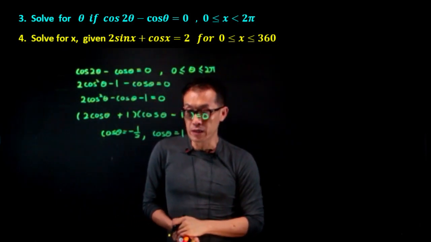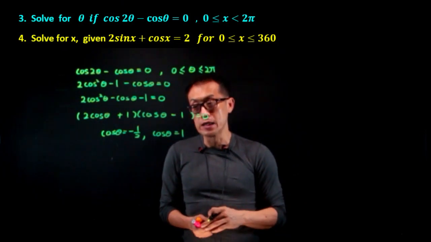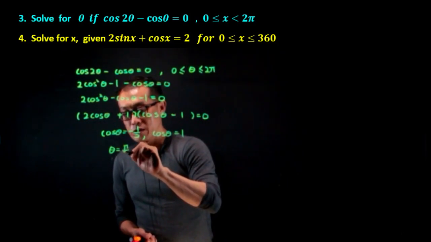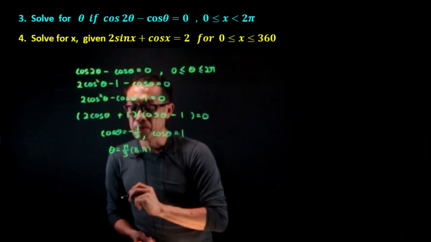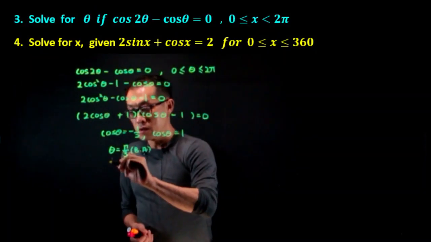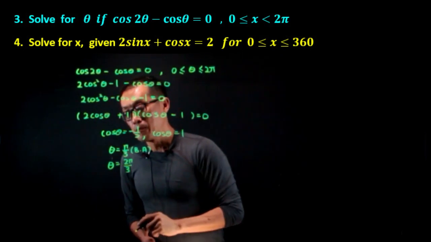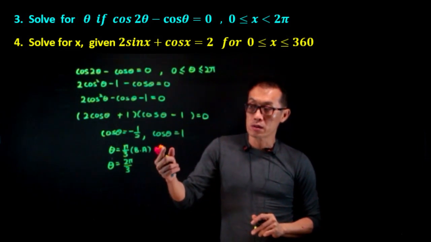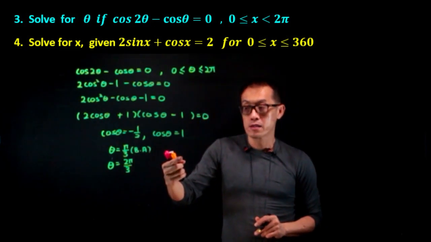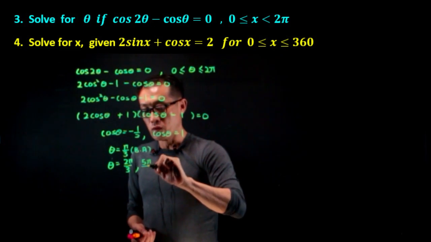So you take cos inverse of half, what do you get? You get pi over 3. This is a special angle, and pi over 3 is the basic angle. Because cos theta is negative, it is in the second and third quadrant. For the second quadrant, you use pi minus pi over 3, you get 2 pi over 3. For the third quadrant, you use pi plus pi over 3, so you have 4 pi over 3.